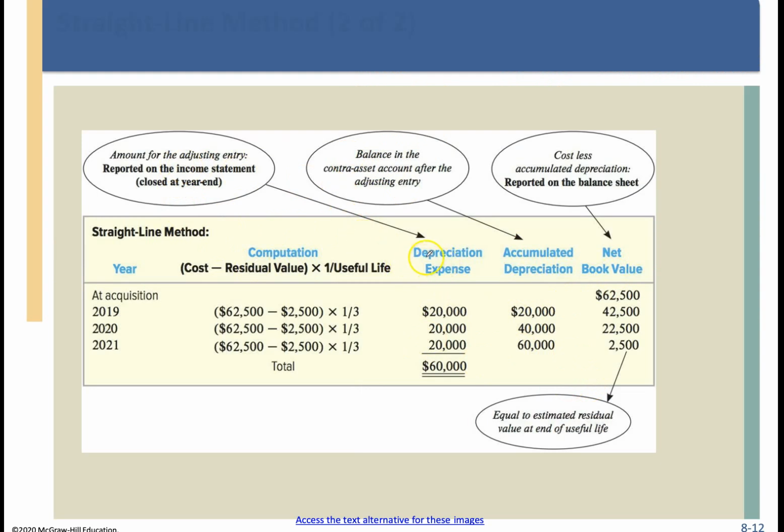It's how much has been used up during the year, the balance of the contra asset account. Okay, accumulated depreciation is a contra asset account, so it works against the PP&E. It's a negative sort of PP&E. And then the net value is how much is left, which is the cost subtracting the accumulated depreciation.